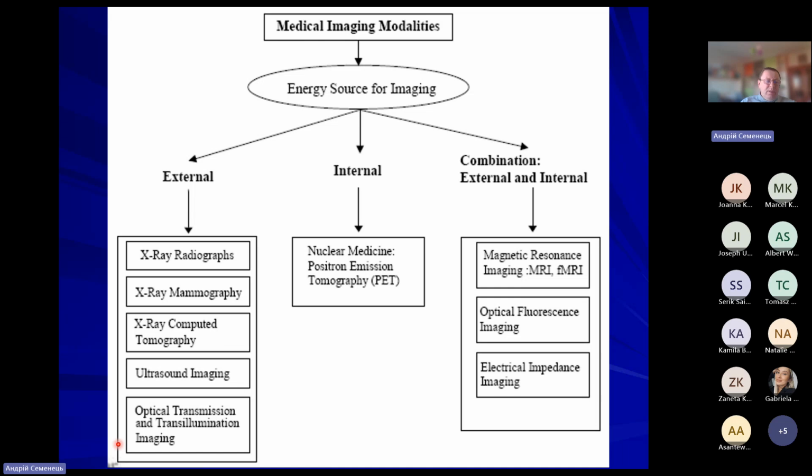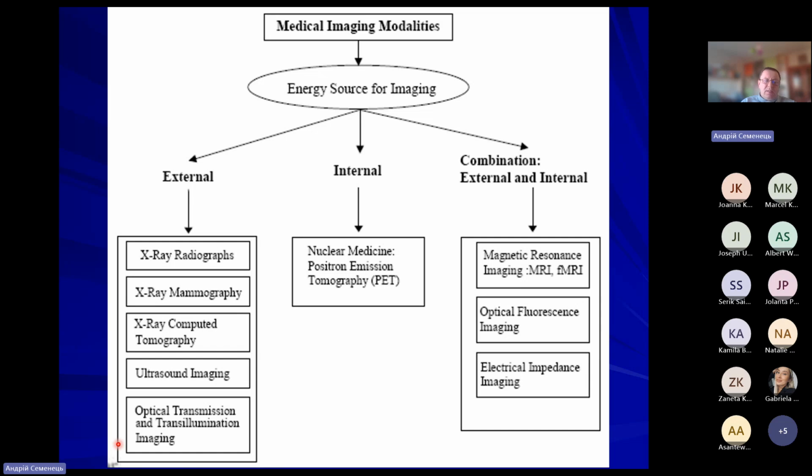And if we continue speaking about modalities, another criterion to distinguish the way we retrieve medical images will be energy source. We could use an external energy source to illuminate the object we are interested in, body or part of organ. We can register any internal changes or combine both.